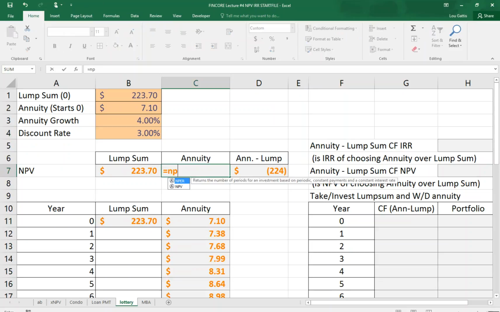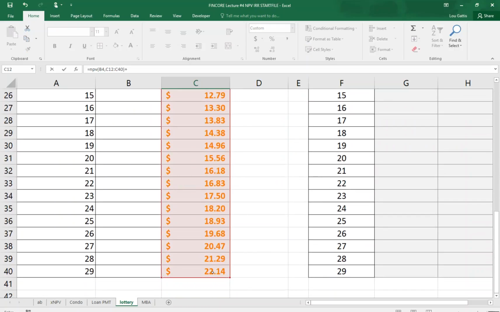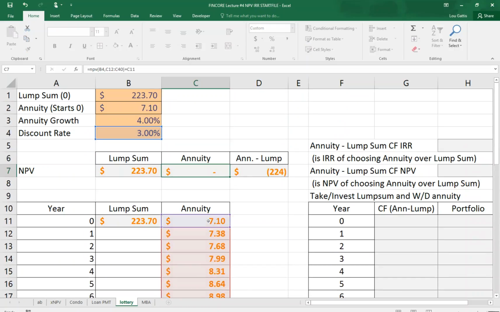However, the NPV of this investment, of these sets of cash flows, so I need a discount rate, comma, all the future cash flows starting at period 1, plus today's cash flow. So my NPV is 246. So it looks like the NPV, the present value of all cash flows, for the annuity is higher than for the lump sum. So it looks like they should accept the annuity.